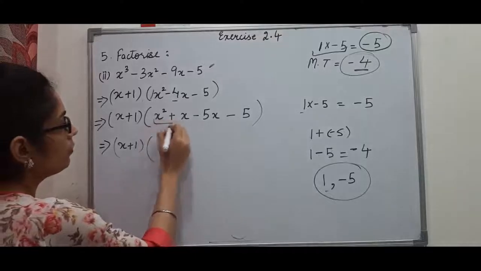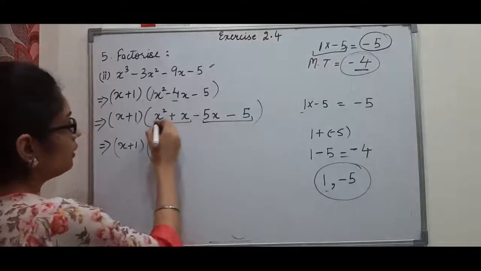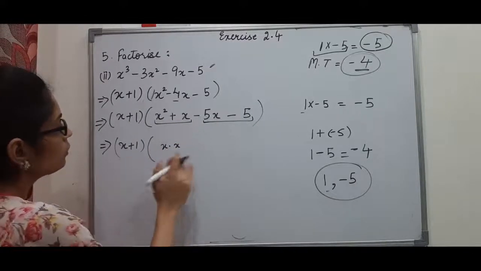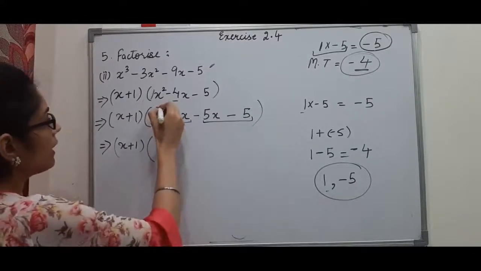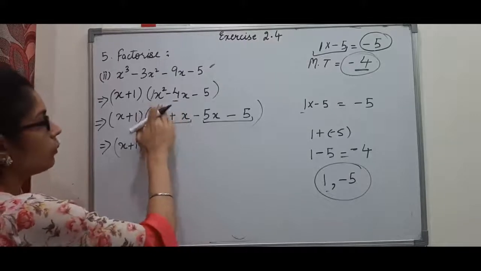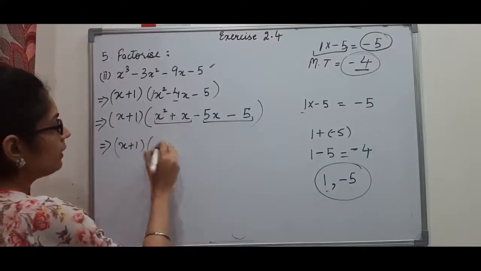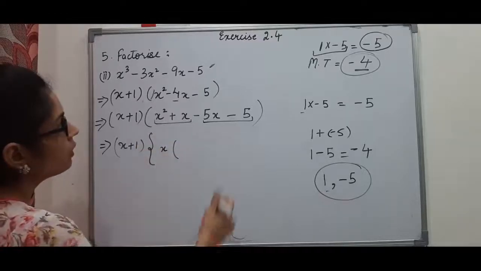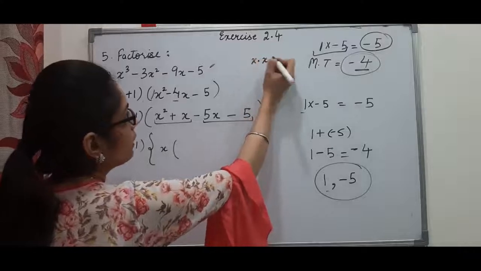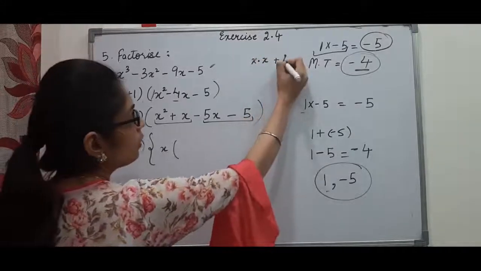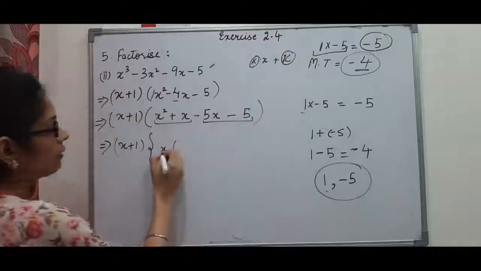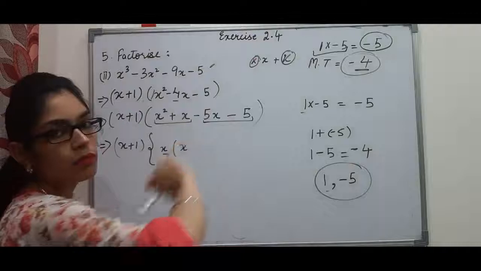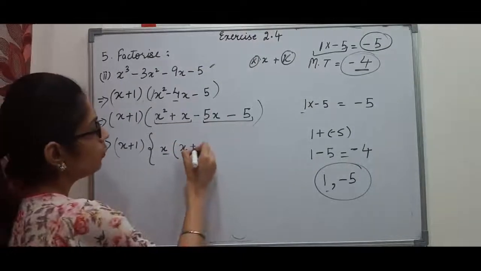Now here two pairs are these. In the first pair you can see x is common, because x square I can write as x into x. So x is present in both the terms. So inside I will write x into x plus x, and x is present in both, that's why I have taken it out. So here I am left with x, so I will write that x. Here I am left with nothing, and nothing means I have to write 1.